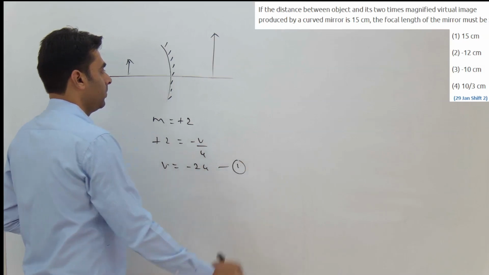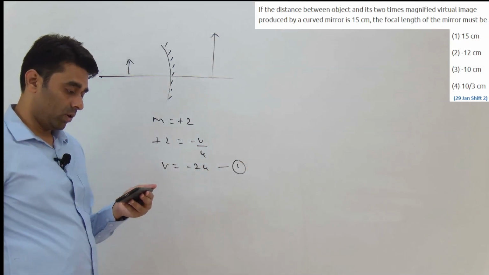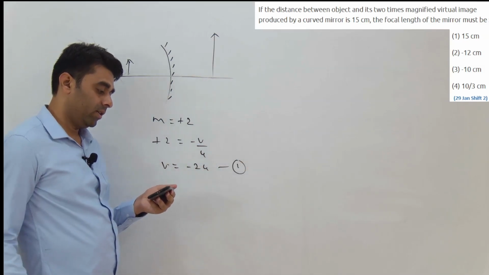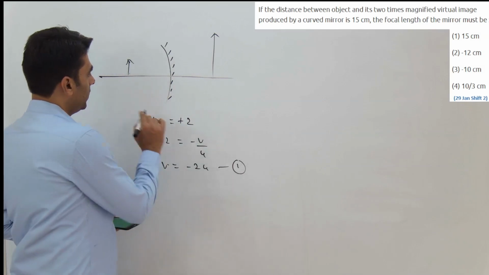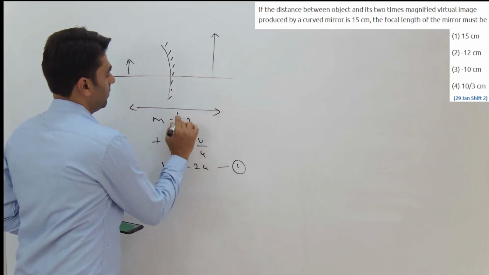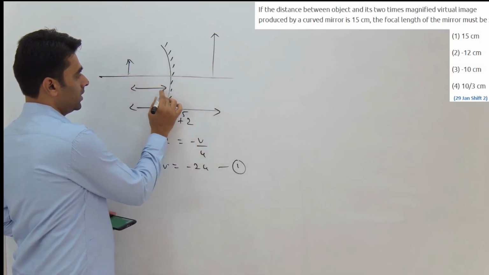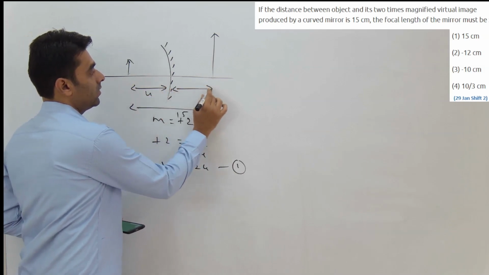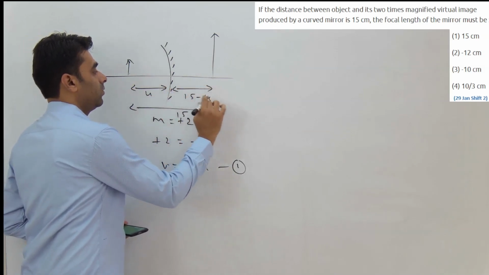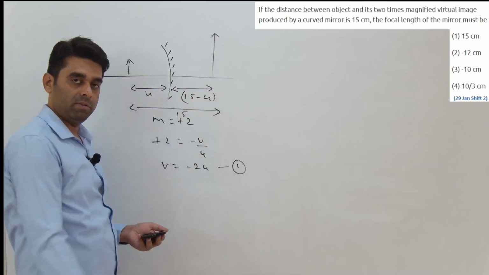Fine, well and good. Now the distance, so what they are saying, produced by the curved mirror, the distance between them is 15. This total distance is 15. So let's say that this distance we are saying as U. So this distance will be 15 minus U.